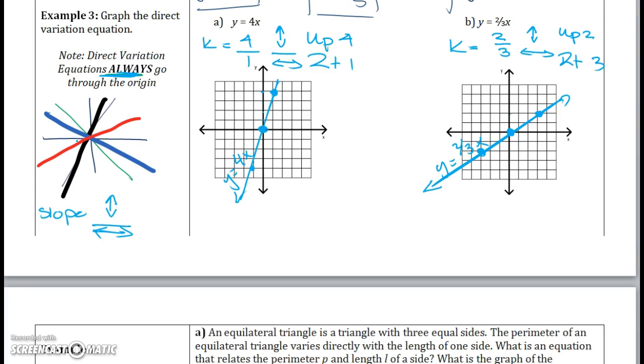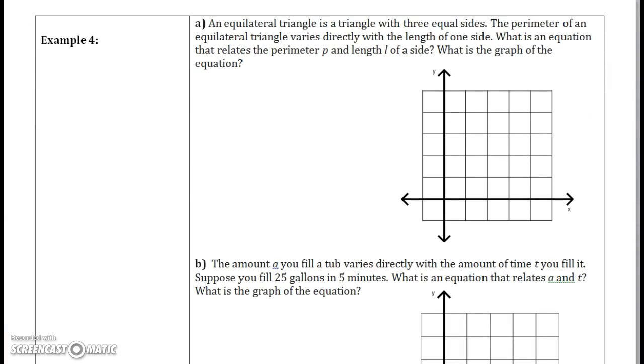Okay, so we can now turn your paper over if you don't mind. This is going to be a 2-lesson thing. I can kind of feel it, but it's fine. So what do we have here? An equilateral triangle is a triangle with 3 equal sides. Equilateral, if that makes sense, equal.